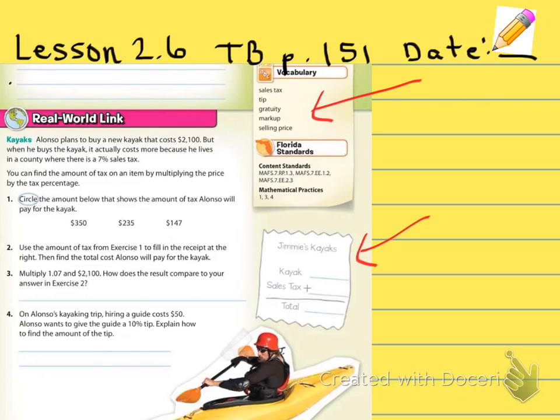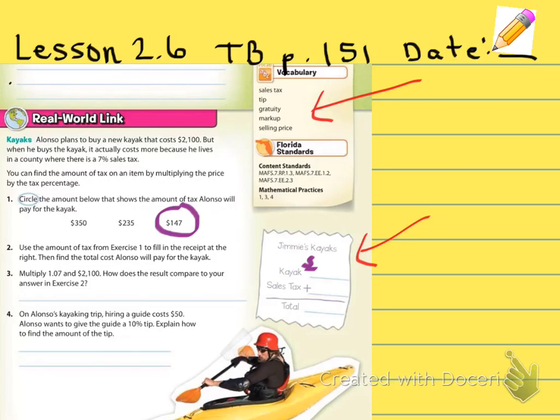Okay, so the real world link, you had Alonzo who is buying a kayak at a cost of $2,100, and he has to pay sales tax of 7%, and we discussed in class that the answer would be $147 of sales tax that you would have to pay. So then in the next step, you're supposed to go over to the side and fill in the receipt.